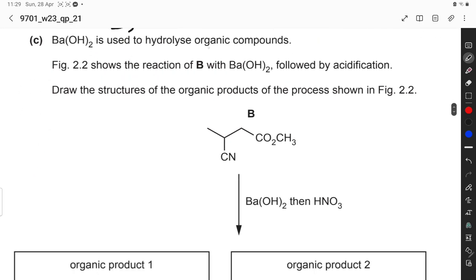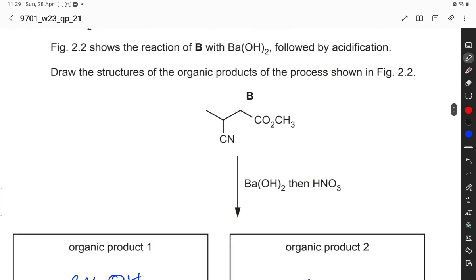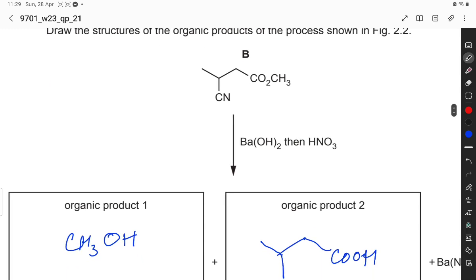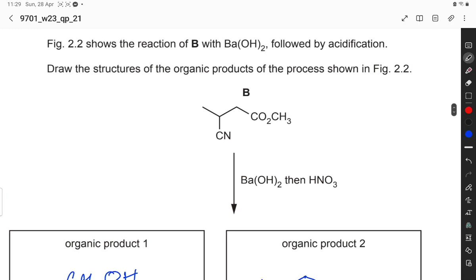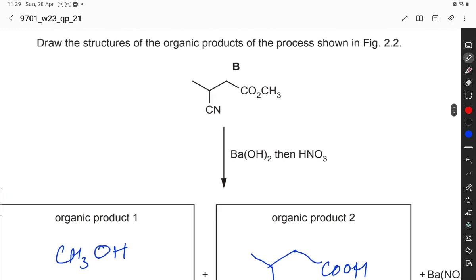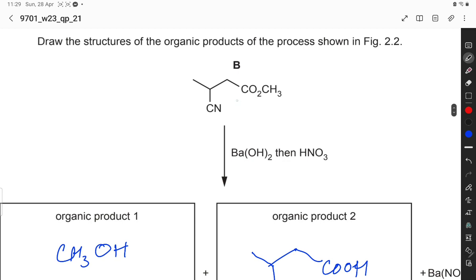Barium hydroxide is used to hydrolyze organic compounds. Figure 2.2 shows the reaction of B with barium hydroxide followed by acidification. Draw the structure of the organic products of the process shown in figure 2.2. So this is the ester.